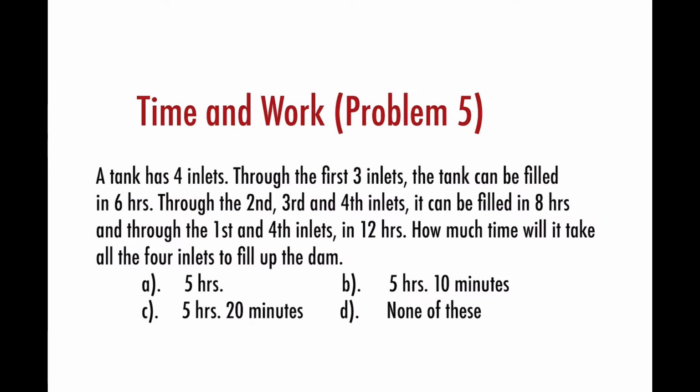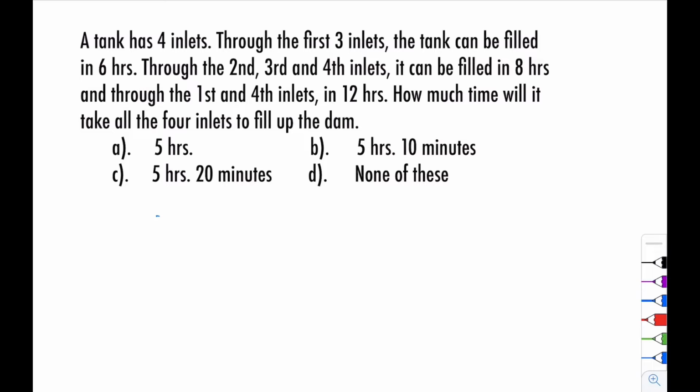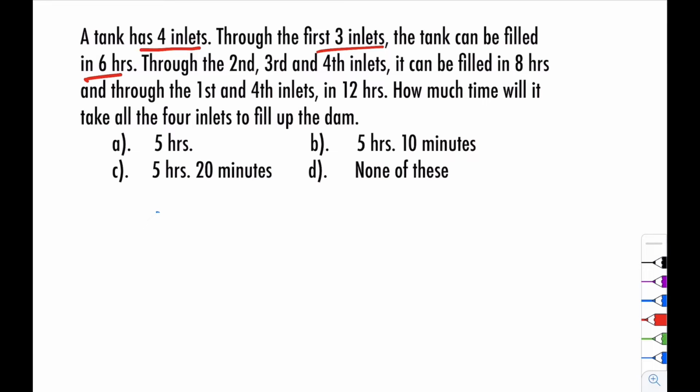So now I am going to explain how to solve this problem. Let's start. A tank has 4 inlets. Through the first 3 inlets, the tank can be filled in 6 hours. Through the second, third and fourth inlet, it can be filled in 8 hours. And through the first and 4 inlets in 12 hours. How much time will it take all the 4 inlets to fill up the dam? So 4 options are given.